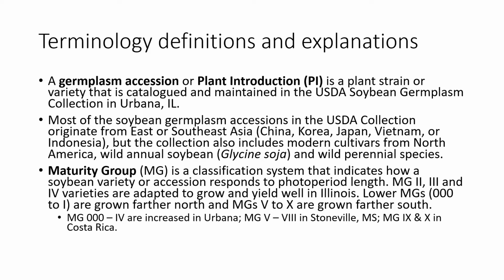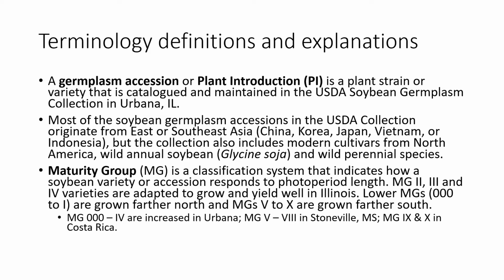Most of the soybean accessions that are in the collection originate from either East or Southeast Asia, from countries like China, Korea, Japan, Vietnam, and so forth. But we also have accessions in the collection from Europe and the United States, some breeding lines and cultivars that were developed previously, as well as wild annual soybean and wild perennial species from Australia. And you'll be hearing a little bit more about those later.